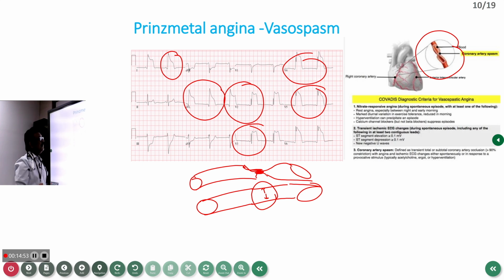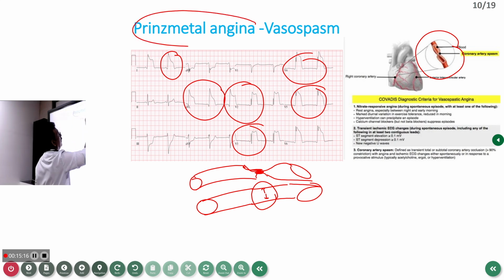To know whether it is myocardial infarction or not, you have to give some time. You have to repeat the ECG. During this acute phase, the patient has typical symptoms of myocardial infarction, but after recovery, the ECG changes will come back to normal, and there is no elevation of troponin I or other cardiac enzymes. So this is called Prinzmetal angina or vasospastic angina.